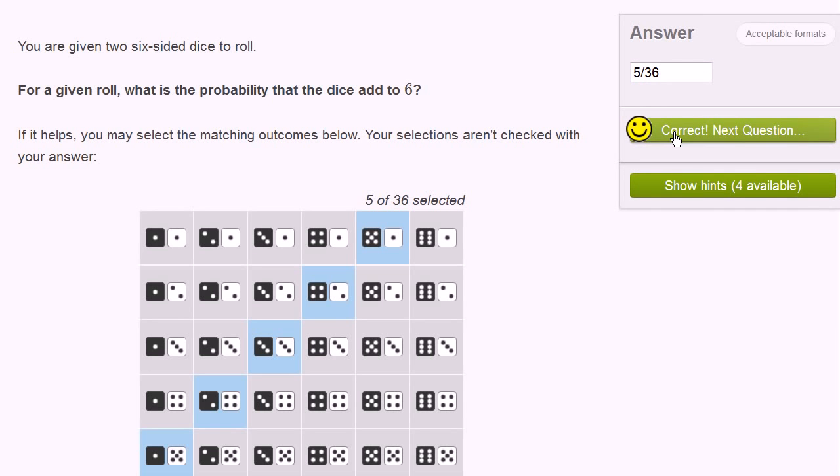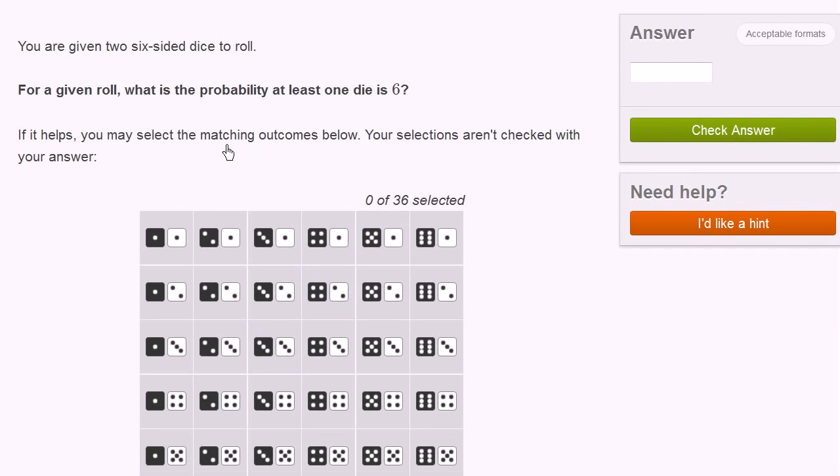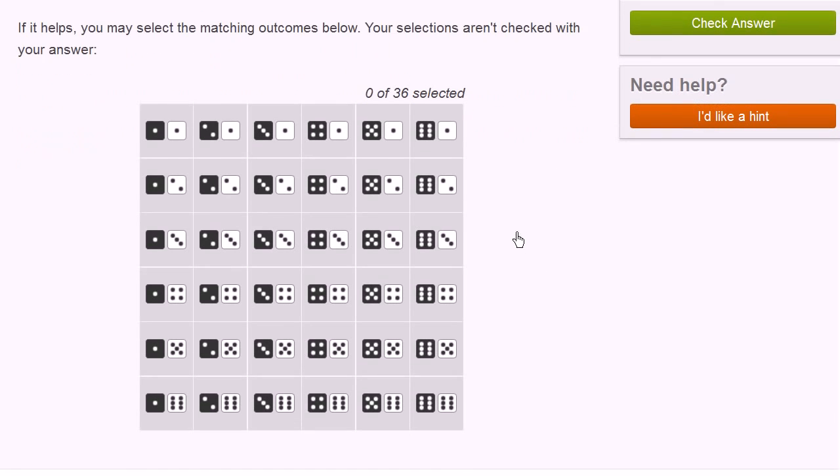Let's do one more. This is actually a lot of fun. You are given two 6-sided dice to roll. For a given roll, what is the probability that at least one die is a 6? At least one die is a 6. So let's see. We just have to look for all of the situations where at least one of the dice is a 6. So that one. Every time I see a 6, I should just click on that. That one, and then obviously all of these scenarios right over here. So these are all of the scenarios where at least one of the dice is a 6. Here, of course, is where both of the dice are a 6.